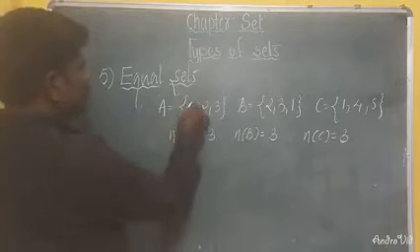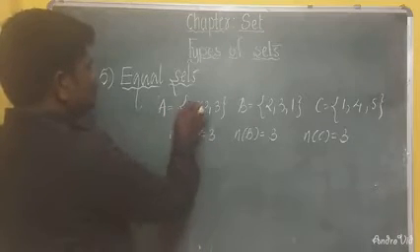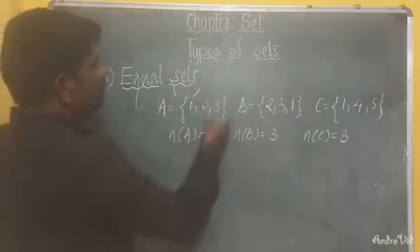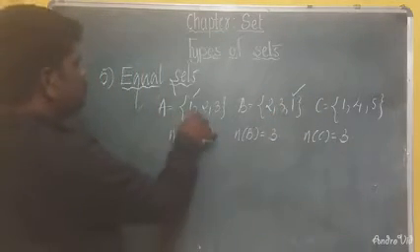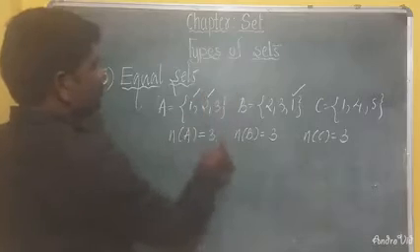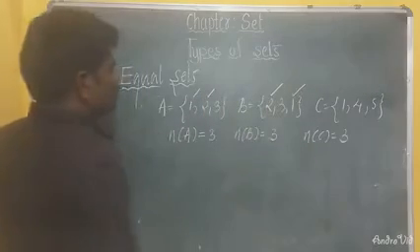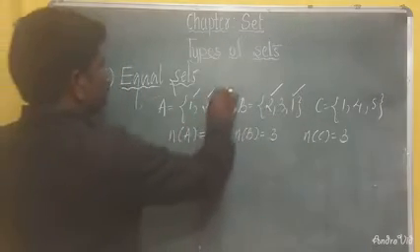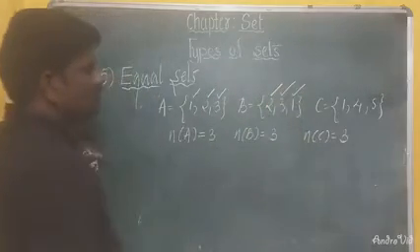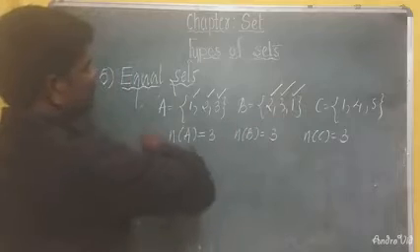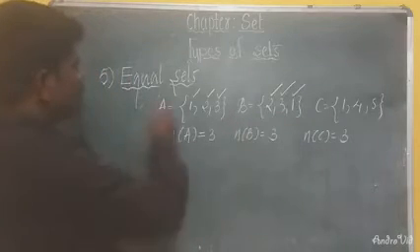Now you can see 1 is there in A. Is there 1 in B? Okay, there is 1 in B, right? There is 2 in A. Is there 2 in B? Yes, there is 2 in B. Now there is 3 in A. Is there 3 in B? Yes, there is 3 in B. Okay, even if you see from this side, all the other elements match.